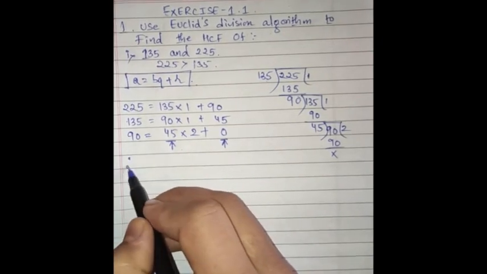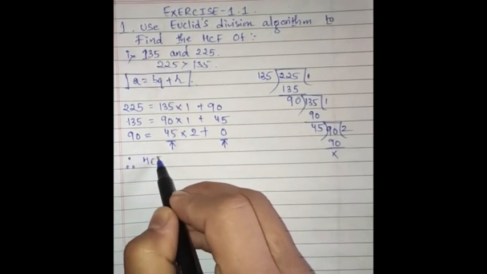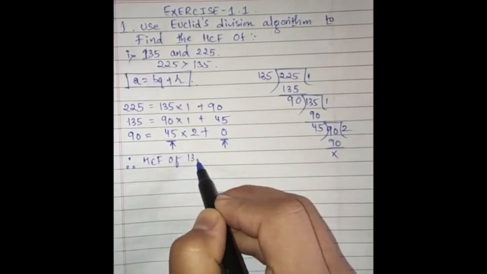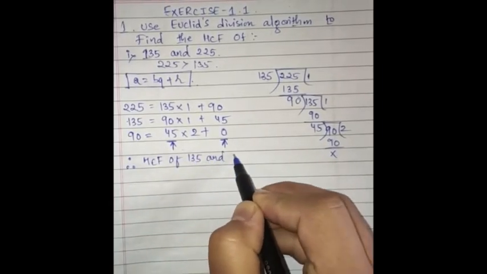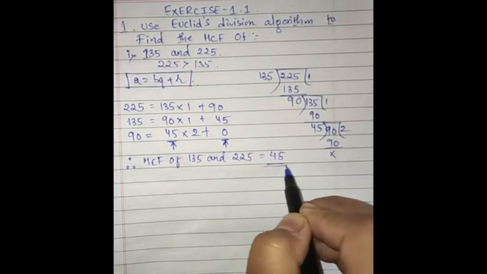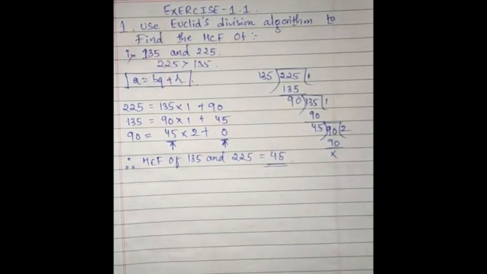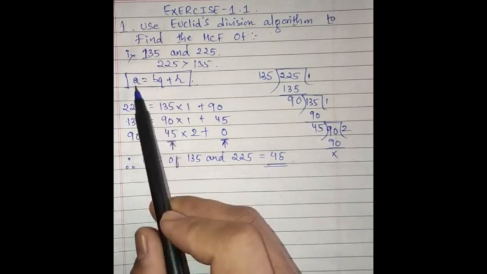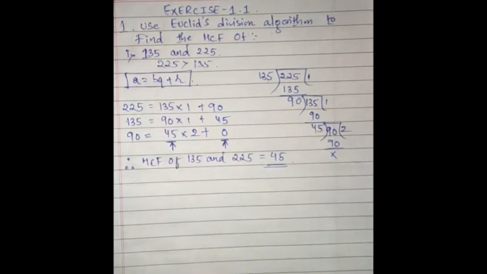So therefore, HCF of 135 and 225 is equal to 45. Alright, so this is our first step, a equals bq plus r. I hope you have understood.